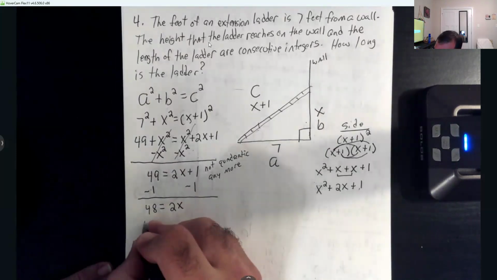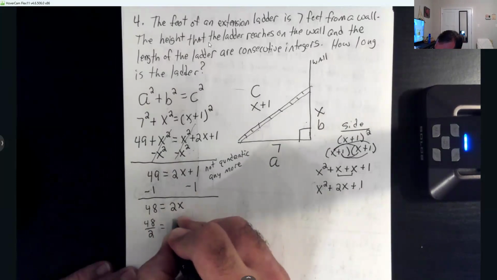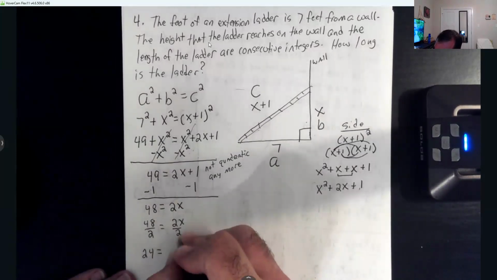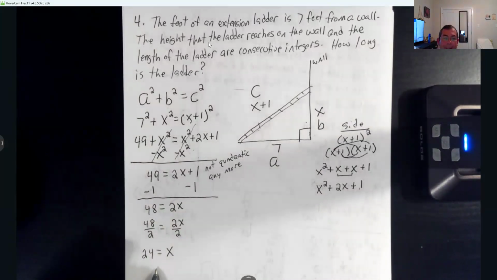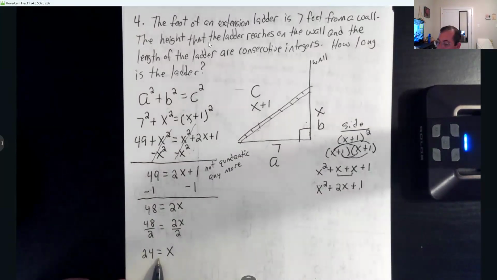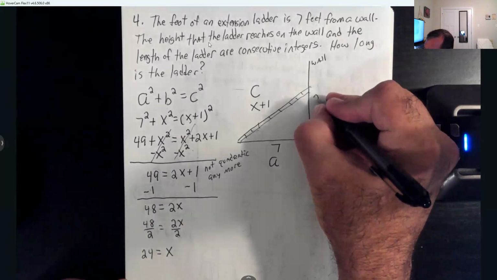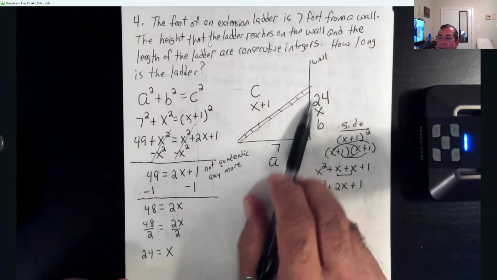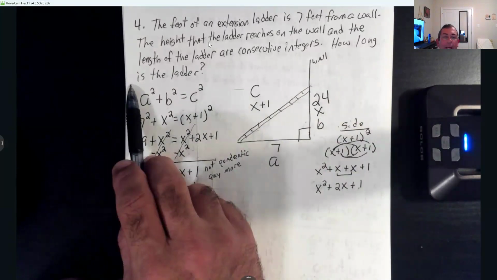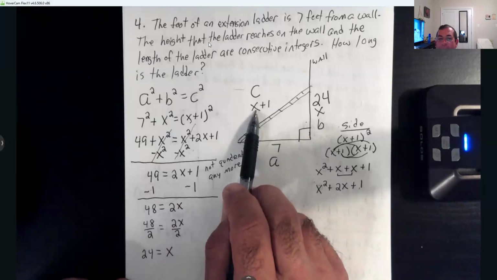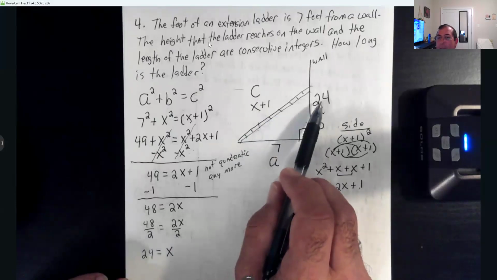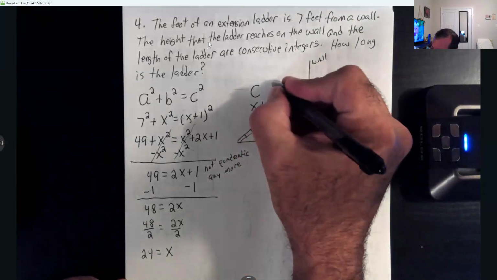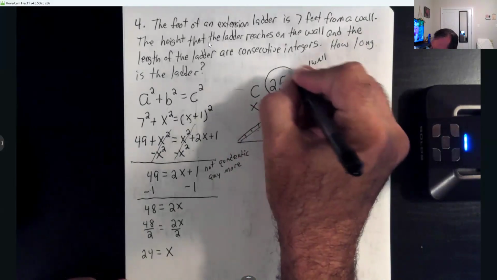And y'all solving that for x, I divide both sides by 2. So 48 divided by 2 gives me 24. 2 divided by 2 makes that a 1x. So look here, x is 24. X is this height on the wall. But y'all, they didn't ask me for how high on the wall was the ladder. They want to know how long is the ladder. Well, the ladder was x plus 1. So if x is 24, 24 plus 1 makes that ladder 25.